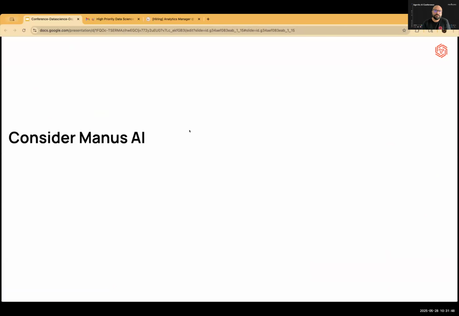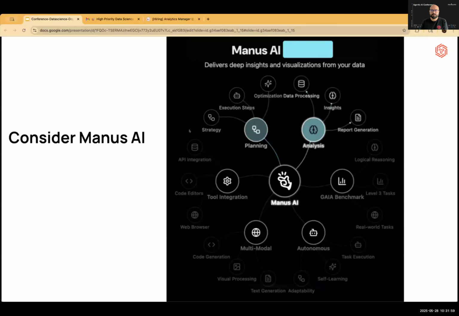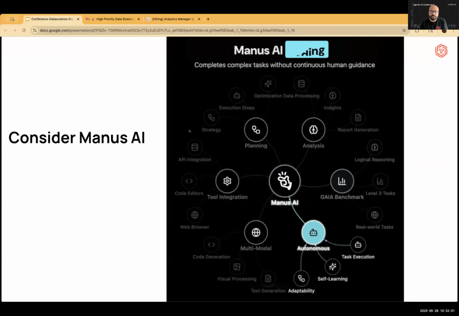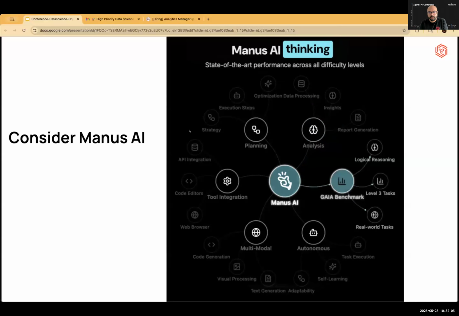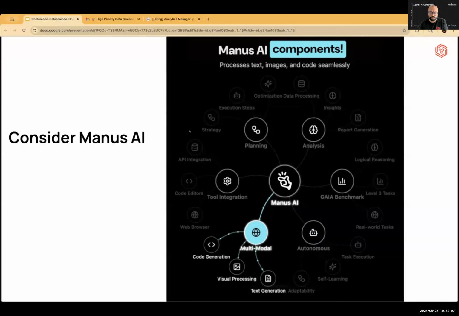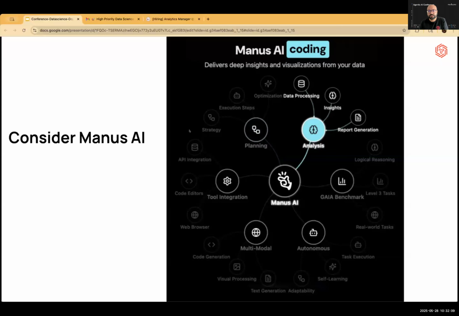Now, there are different companies that have been promising that they build really good agents and amazing tools. There's a tool named Manus AI. This Manus AI tool has so many different things attached to it. It has a code editor, multi-modality, autonomous features, and analysis.